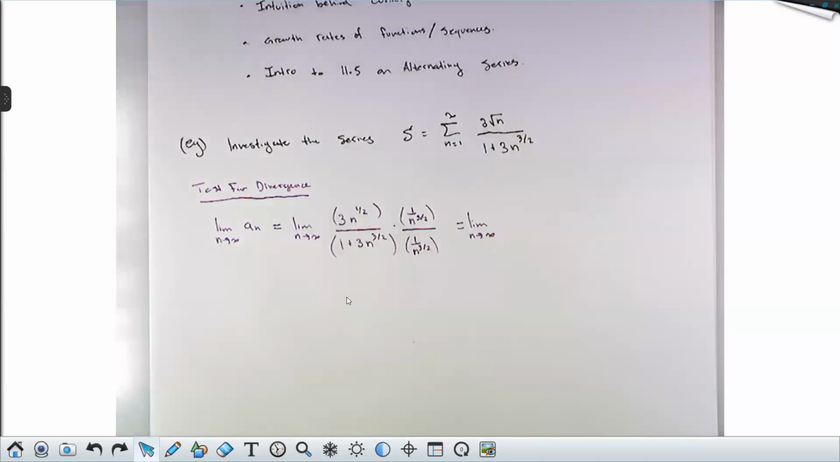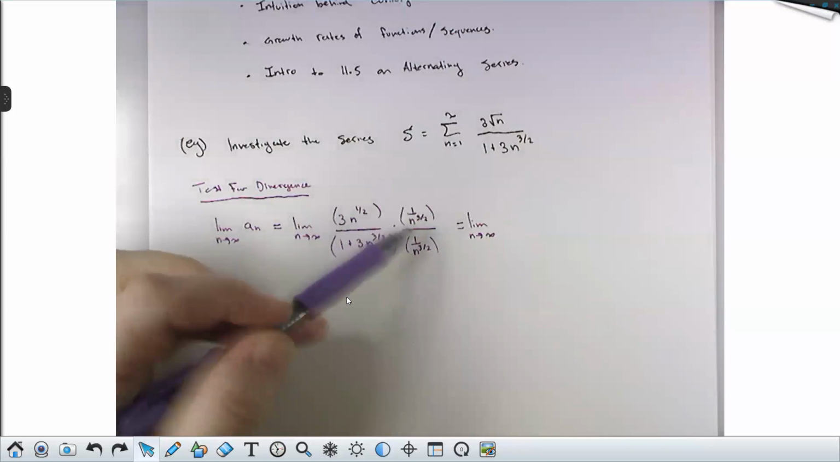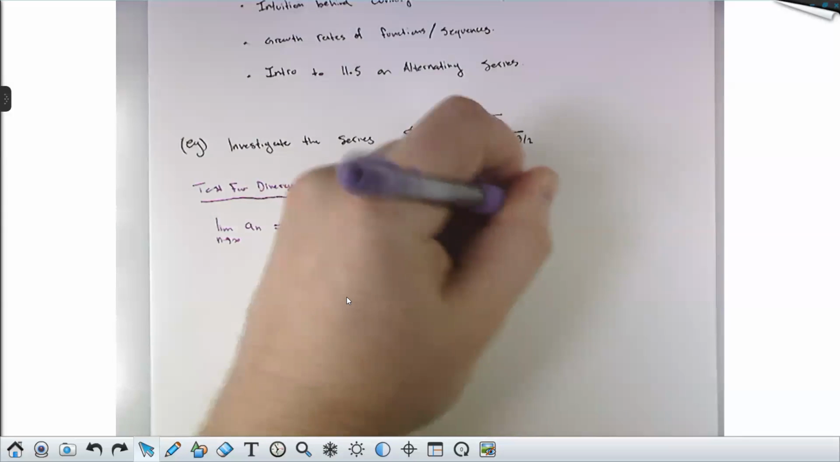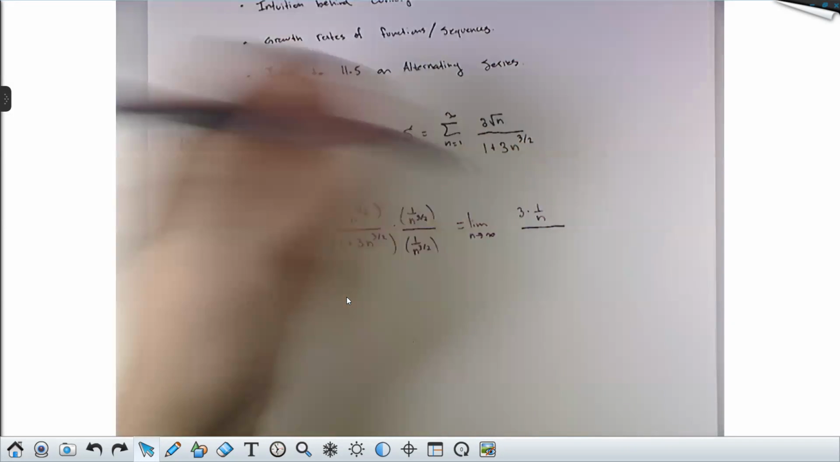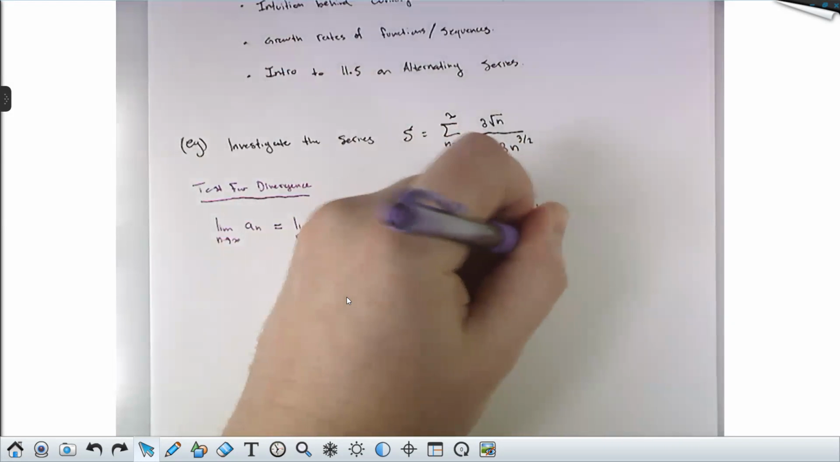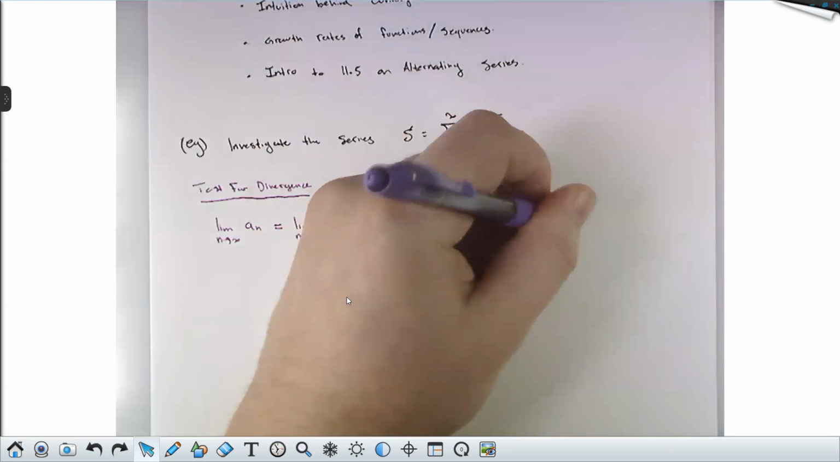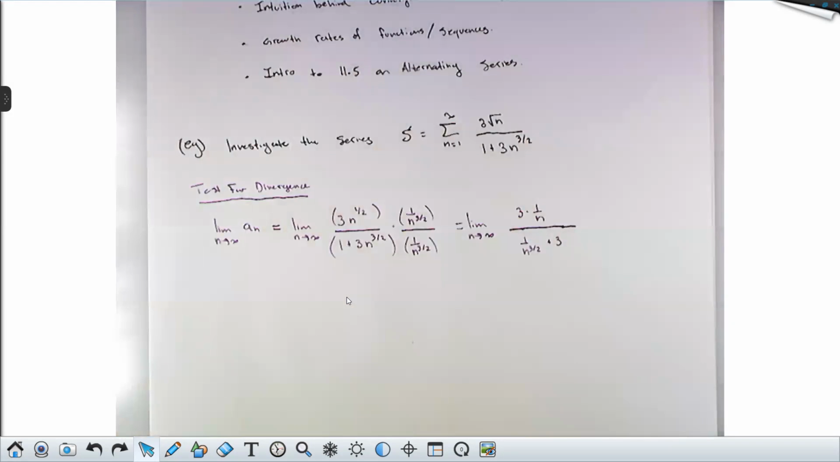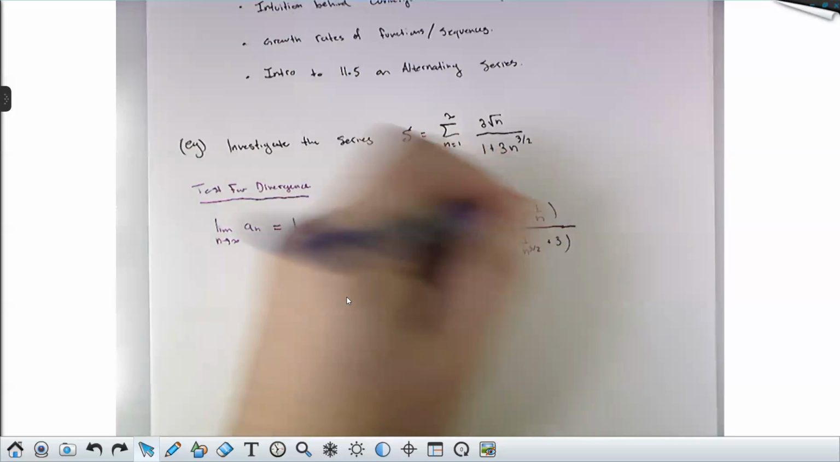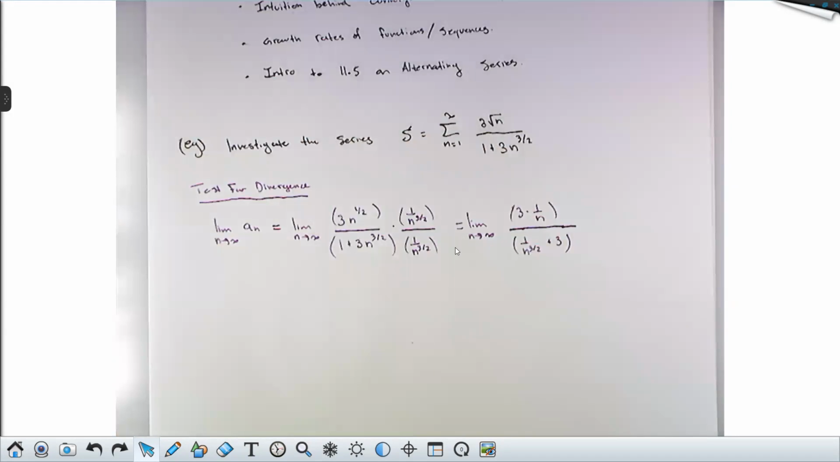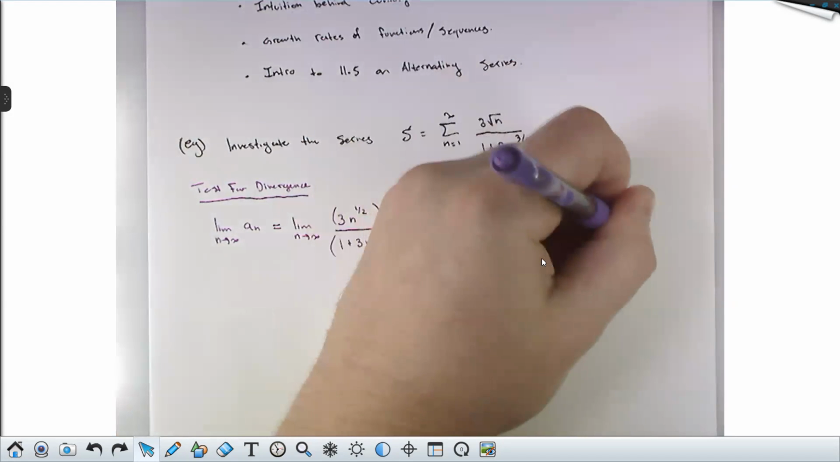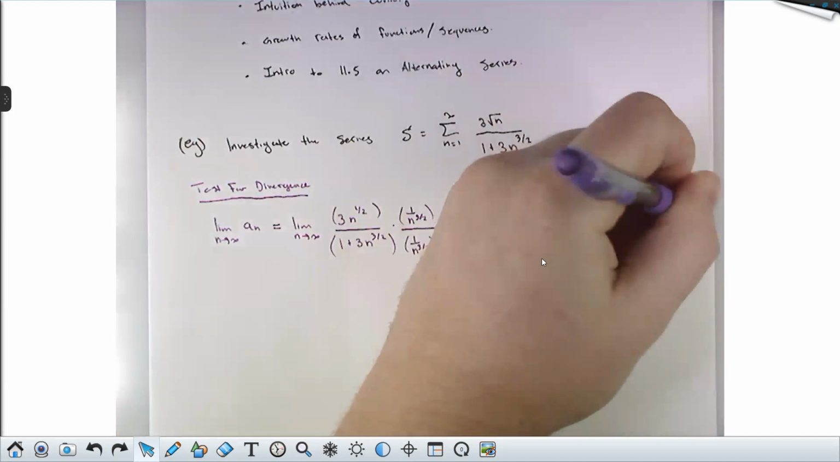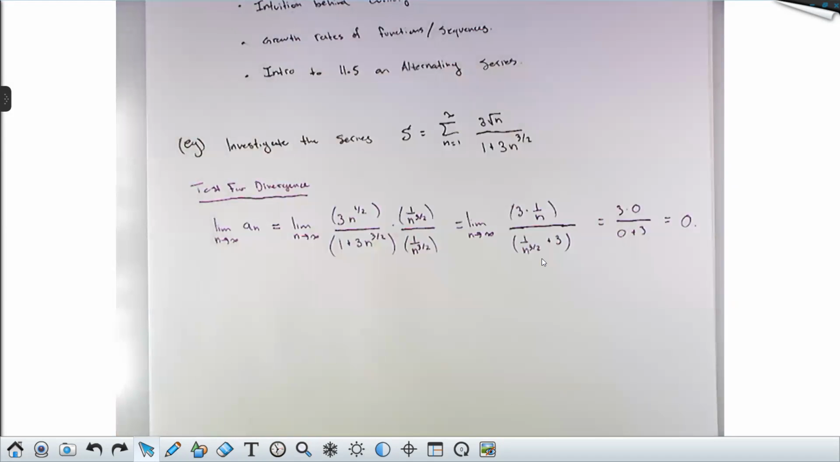I still have my limit as n goes to infinity. Upstairs, 3n to the 1 half times 1 over n to the 3 halves is 3 times 1 over n. And downstairs, I get 1 over n to the 3 halves plus 3. Maybe some parentheses here to make clear what's the big fraction, what's the little fractions. Remember, the reciprocal of any positive power will go to 0. So this is going to 0, and this is going to 0. So we're going to get here 3 times 0 over 0 plus 3, which is 0 over 3, which is 0.